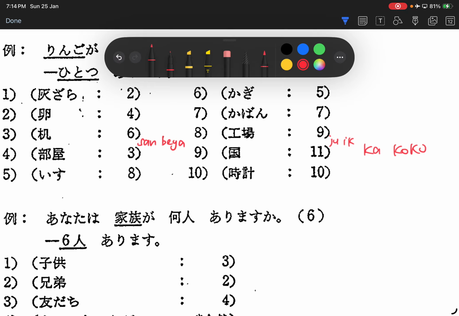時計が10個あります。Okay, fine. 10個あります。Do we say とあります? 10 is とお。とあります。Sounds weird, right? 10 is very hard to use, right? Sounds very weird, right? For me, I will use 10個 as well. Yeah lah. Out of the ordinary.